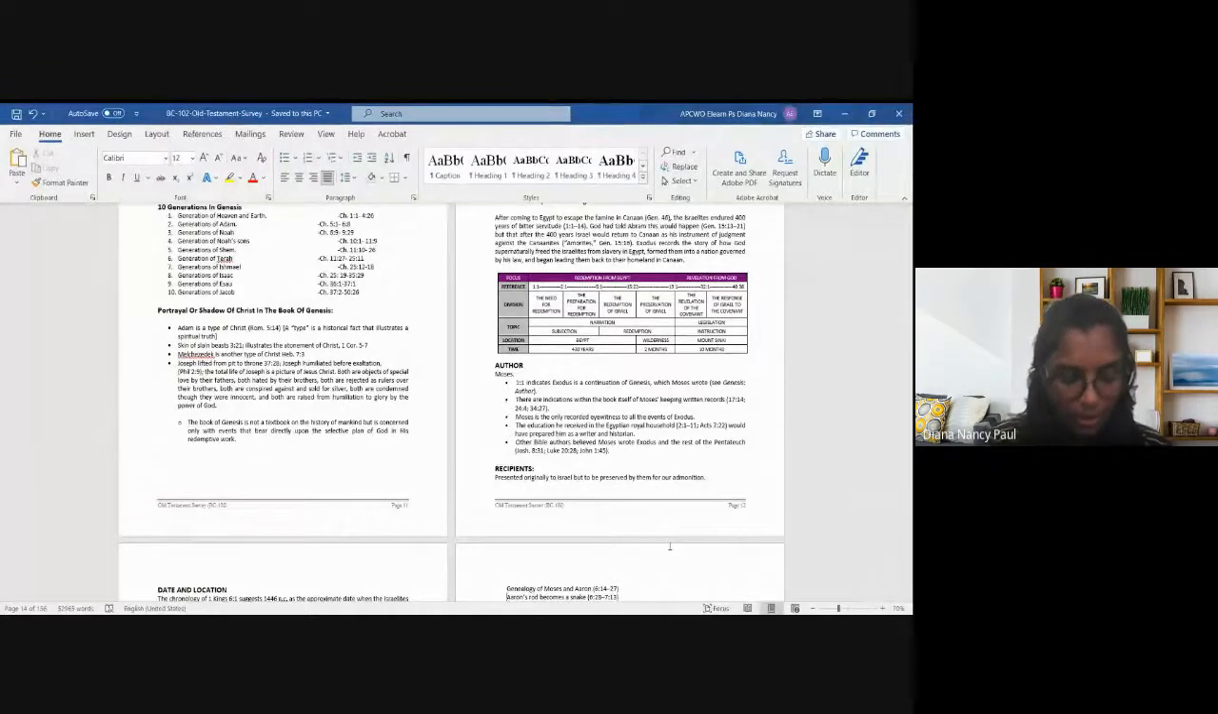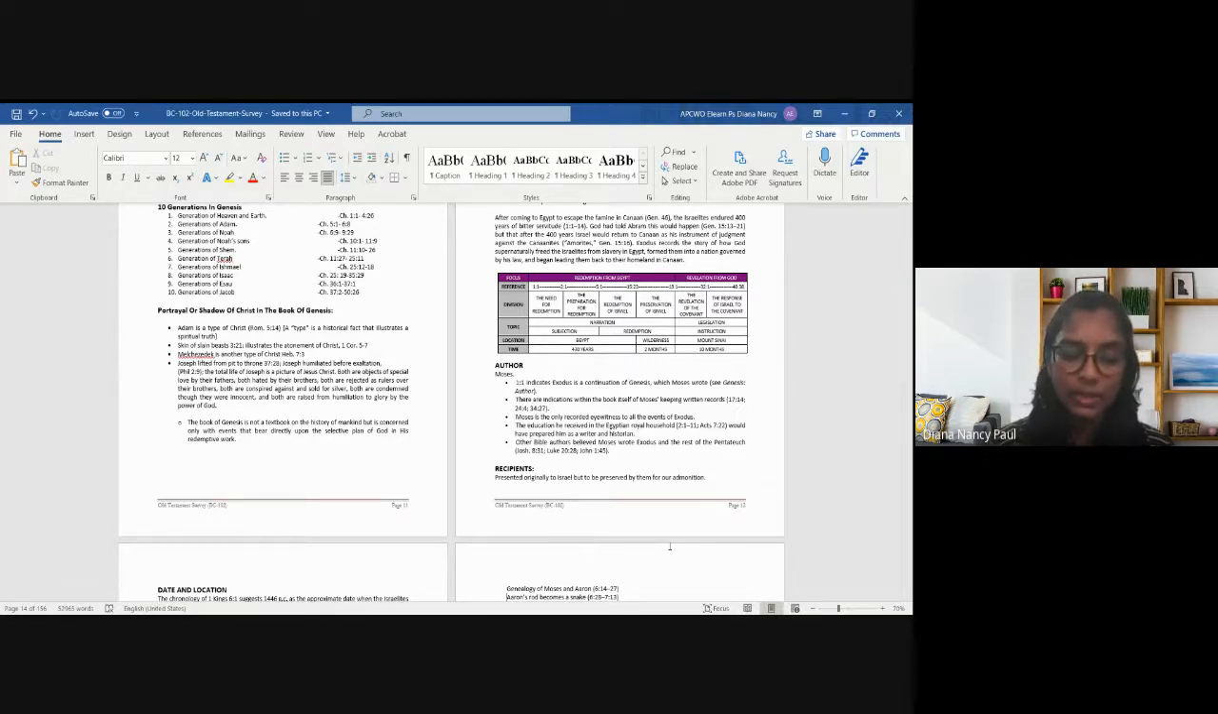We see that in verse 12 onwards, if we can read. Therefore, just as through one man sin entered the world, and death through sin, and thus death spread to all men because all sinned. For until the law, sin was in the world, but sin is not imputed where there is no law. Nevertheless, death reigned from Adam to Moses, even over those who had not sinned according to the likeness of the transgression of Adam, who was a type of him who was to come. But the free gift is not like the offense. For if by one man's offense many died, much more the grace of God and the gift by the grace of one man, Jesus Christ, abounded to many.